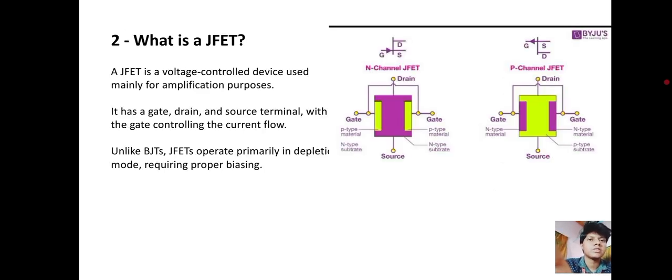Next, what is JFET? A JFET is a voltage controlled device used mainly for amplification purposes. It has gate, drain, and source terminals, with the gate controlling the current flow. Unlike BJTs, JFET operates primarily in depletion mode, requiring proper biasing. The N-channel has gate, drain, and source controlling the current flow. The P-channel has the same gate, drain, and source.